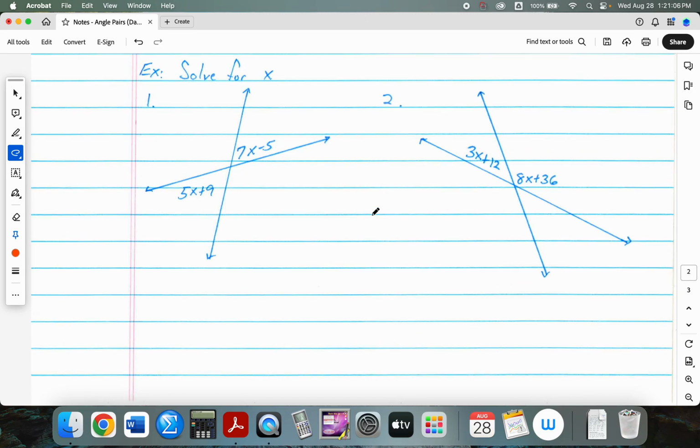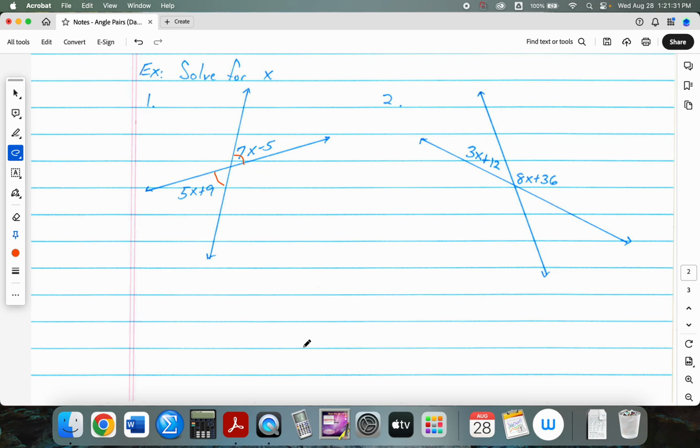All right, well, let's kick it up a very small notch. Let's solve these for x. What kind of angles are these two angles? Vertical angles. If I have two vertical angles, what do I know about them? They're congruent. So, yes, their measures are equal, the angles are congruent.